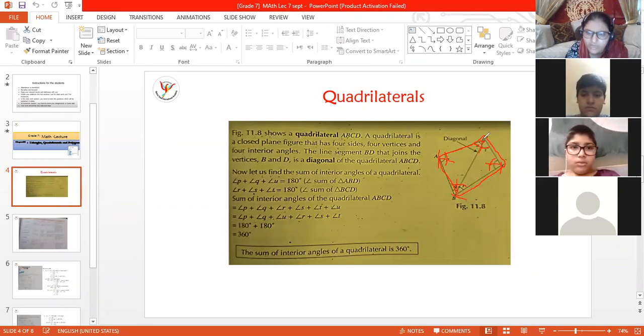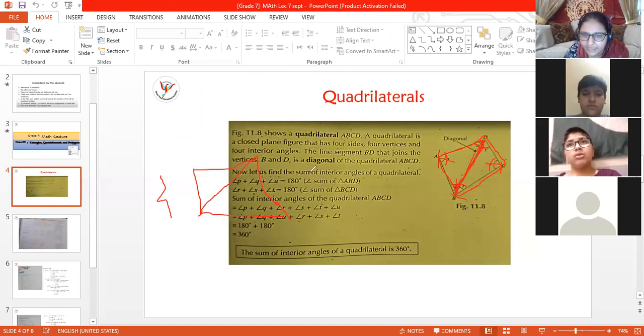Now, the line segment which is cutting the line from B and D, if the line is cutting between B and D, it is known as a diagonal. For example, if this is a quadrilateral, maybe it has these four sides, there is a diagonal, and this diagonal is cutting between B and D. So you can see there are two triangles.